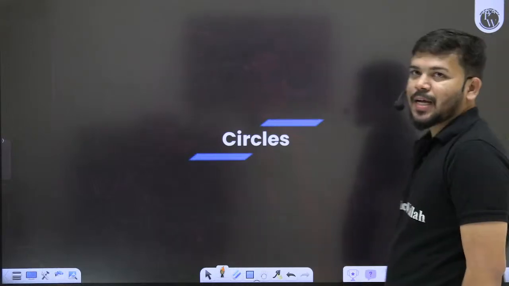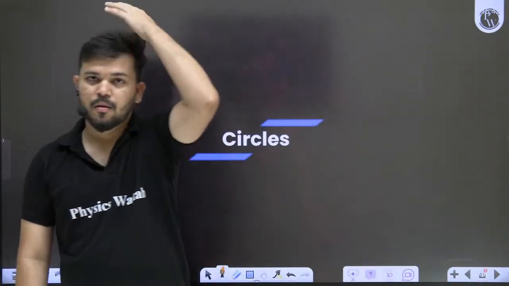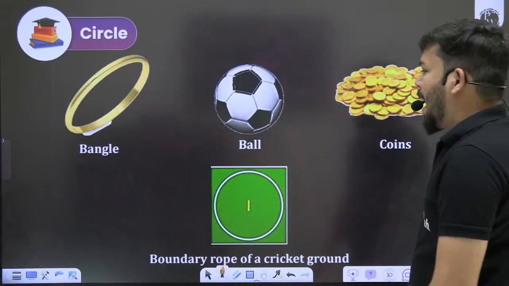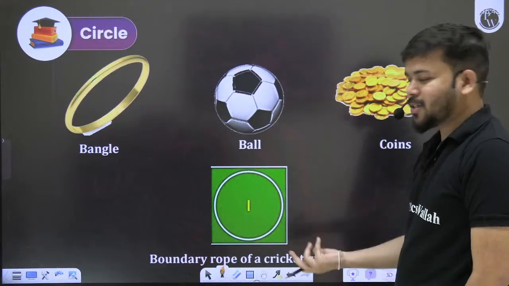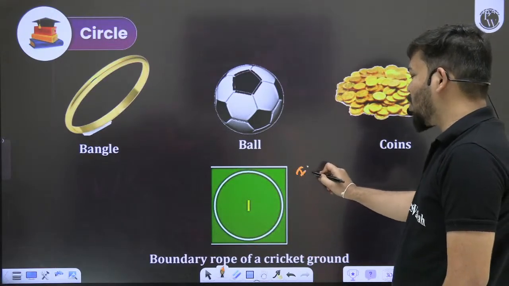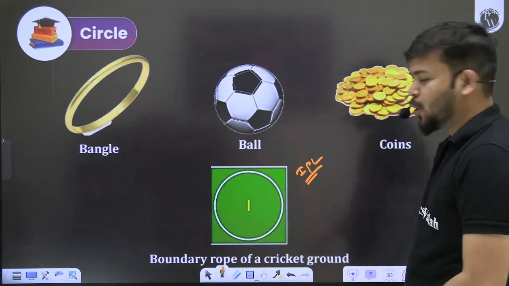Chalo, next one, circles. You can see bangles and a ball, and basically these all look like a circle, right? The boundary rope of a cricket ground. Now IPL is going on, right? So you can see all these objects in our day-to-day life.